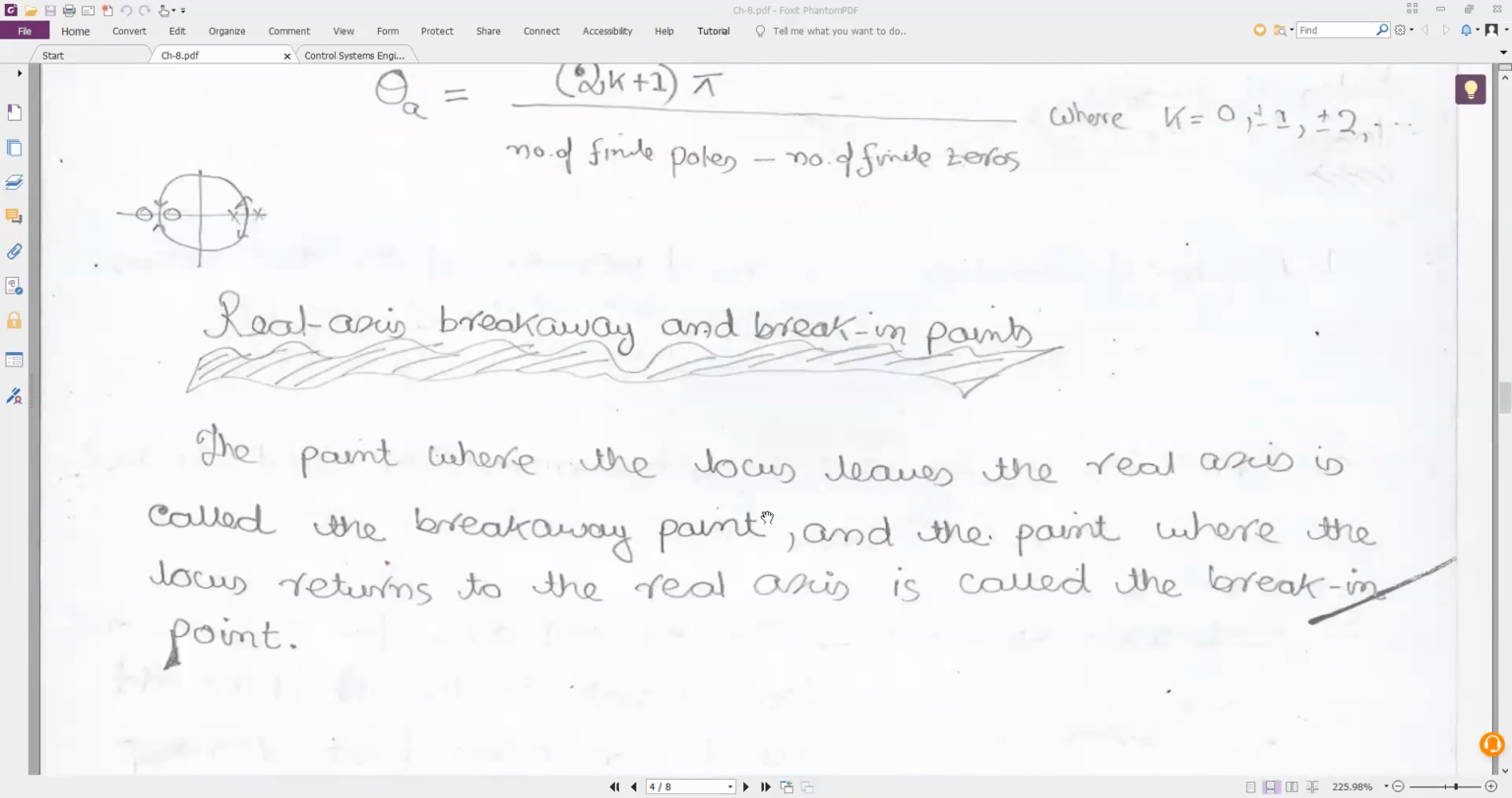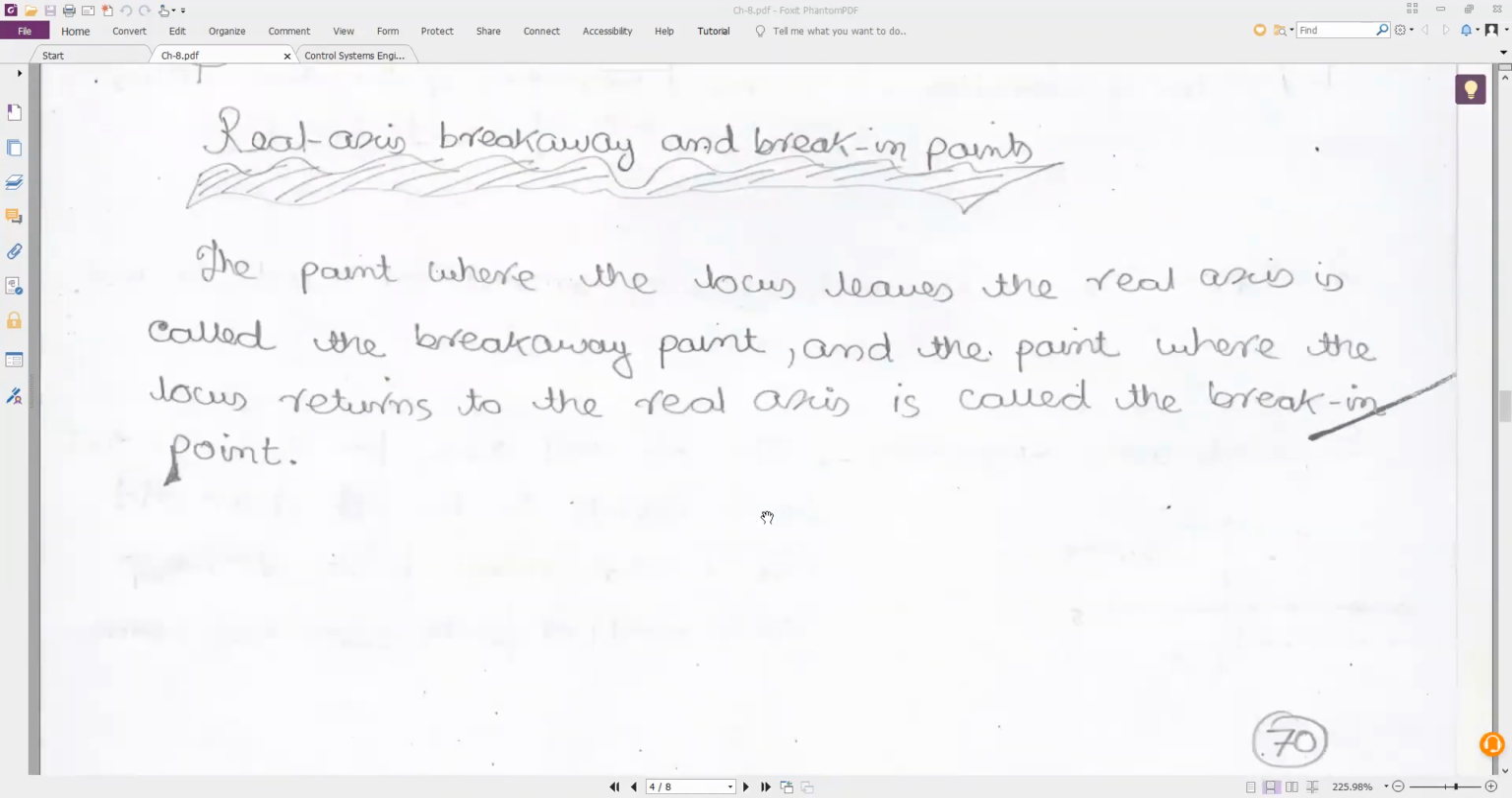Okay, so real axis breakaway and break-in points. The point where the locus leaves the real axis is called the breakaway point, and the point where the locus returns to the real axis is called the break-in point. Two points are there: one is breakaway and one is break-in.